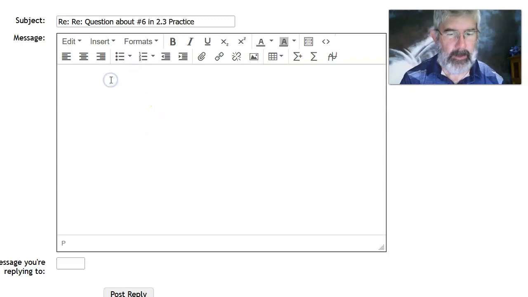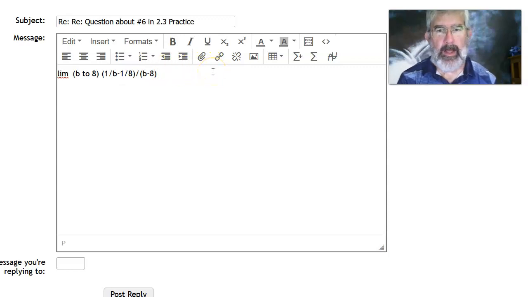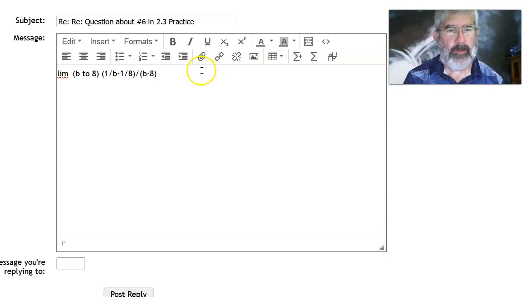The problem that we were looking at is the limit as b goes to 8 of 1 over b minus 1 over 8 all divided by b minus 8. So I would type it like that, and then I would do one of two things.